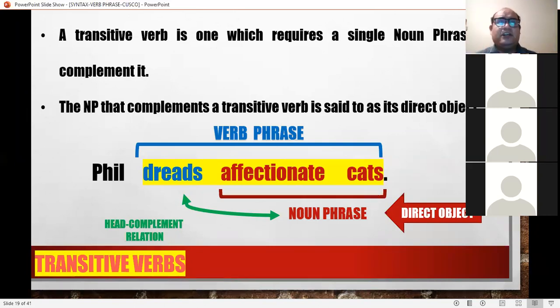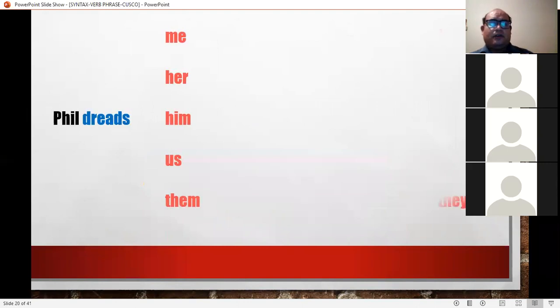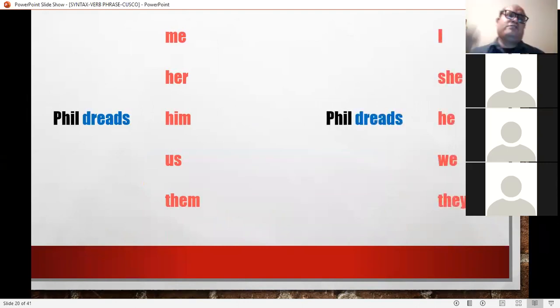Notice here, transitive verbs are verbs which take direct objects, which take noun phrases. They need a noun phrase or a direct object to complement them. All right? So these are the transitive verbs. Don't forget it. Also, we can use not just exactly a noun phrase, we could use pronouns. But tell me, which of these two columns is the correct one?